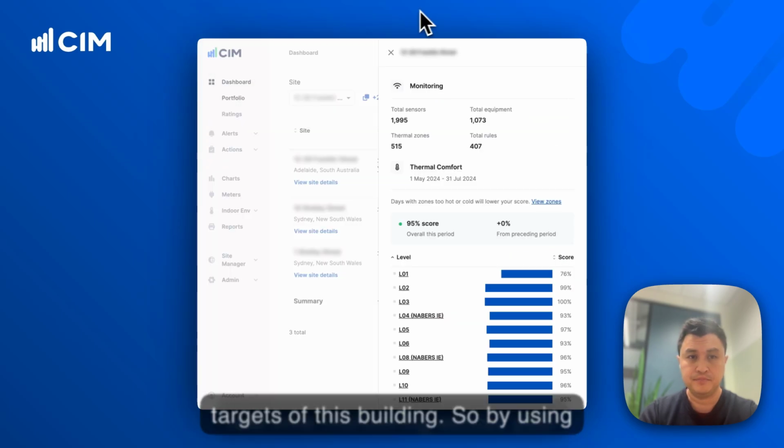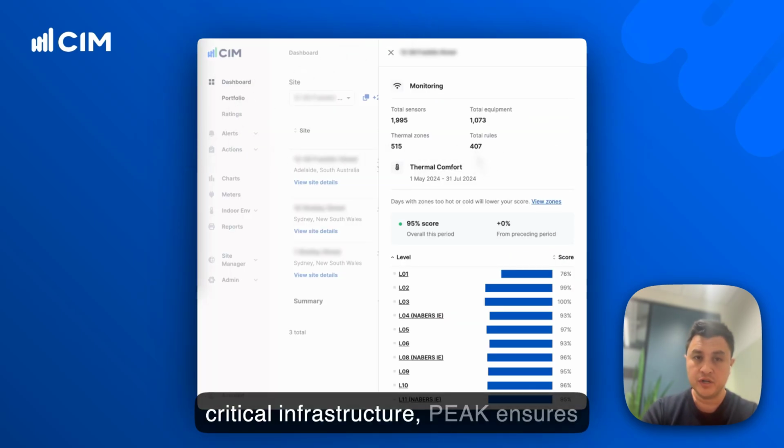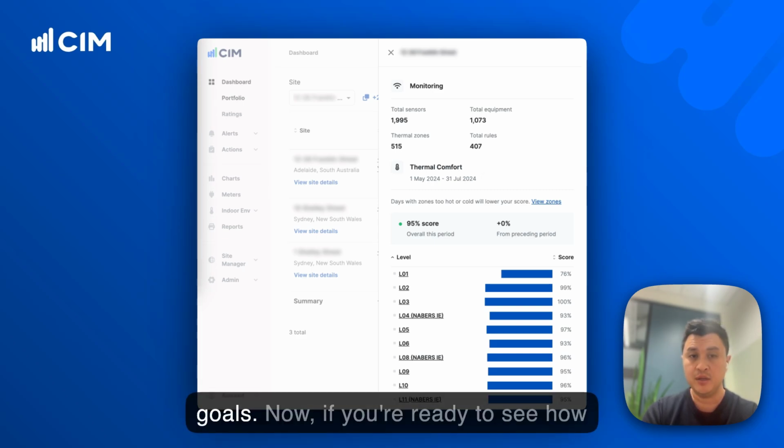So by using real-time monitoring across your critical infrastructure, Peak ensures problems like these are caught and corrected before they impact your bottom line or your sustainability goals.